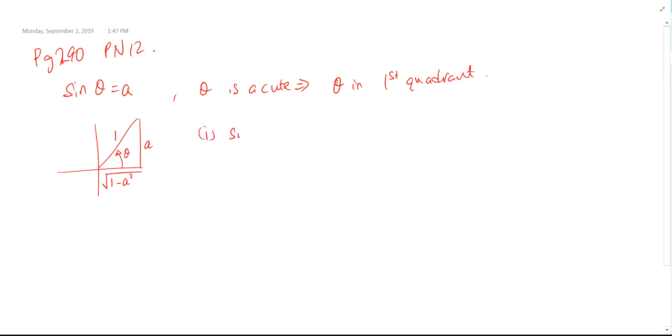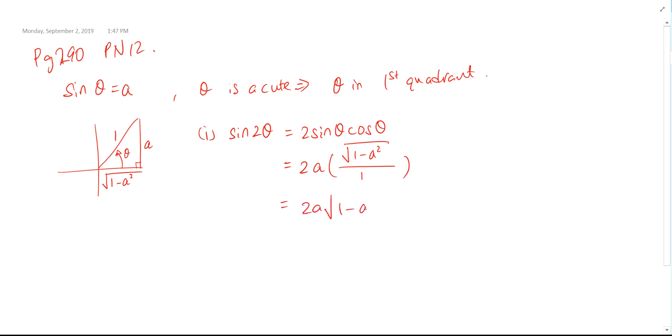For part 1, sine of 2 theta is given by 2 sine theta cosine theta. That's the expansion. So sine theta is already given to be A, and from the triangle, cosine theta will be our adjacent, square root of 1 minus A squared, over our hypotenuse, which is 1. And this results in 2A square root of 1 minus A squared.